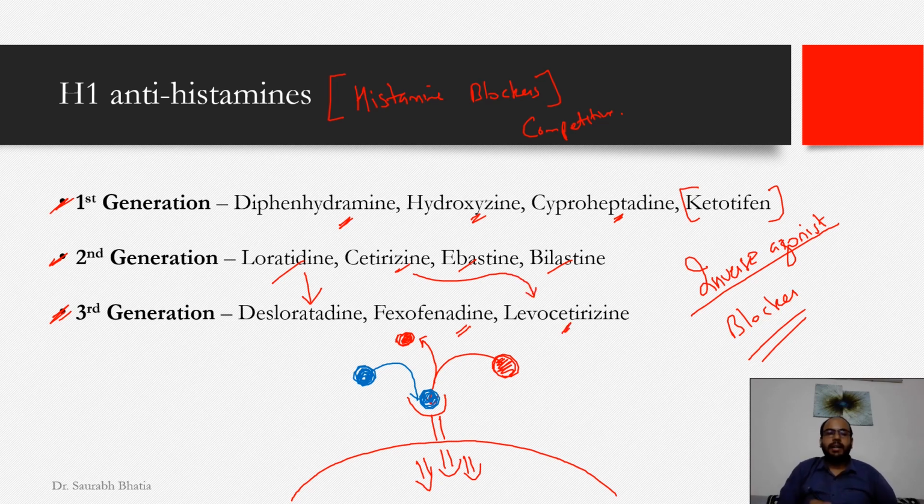Okay, multiple times you will see that fexofenadine, levocetirizine and desloratadine are listed as second generation, because sometimes some authors would like to club second generation with third generation and have only two generations: the first generation, which are majorly sedating antihistamine, and second generation, which are less sedating antihistamine. Okay, so second and third can be combined together as second generation antihistamine.